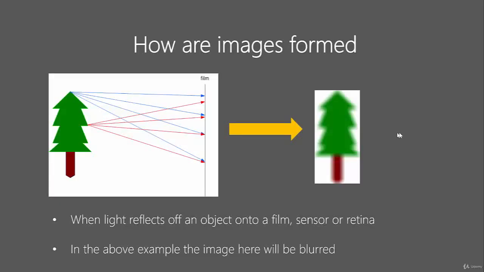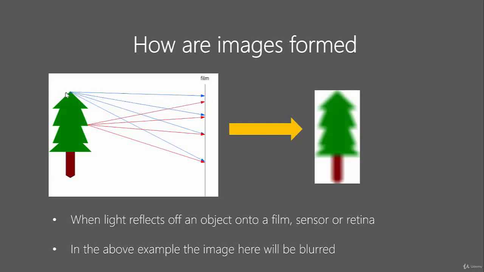Hi, so let's talk a bit about how images are formed. So we're going to look at the most basic example of an image formation onto a piece of film. So imagine you're outside in a park and you're holding a strip of film while facing a tree. So light reflects off the tree at different points and bounces off the tree onto your piece of film.